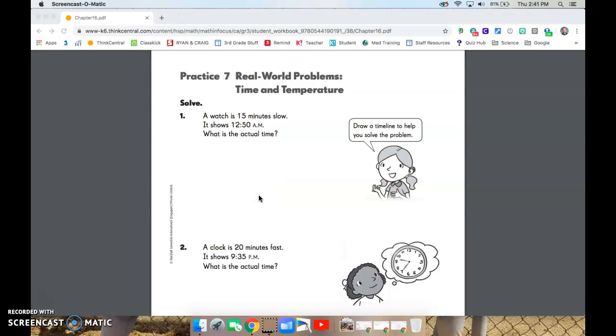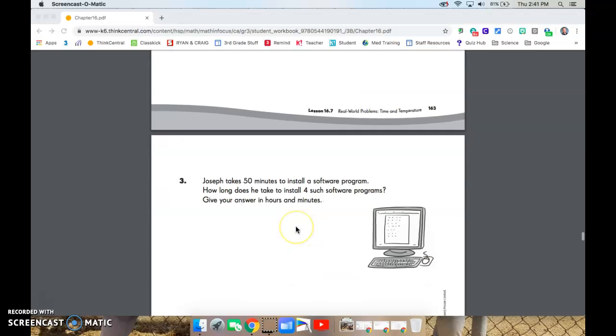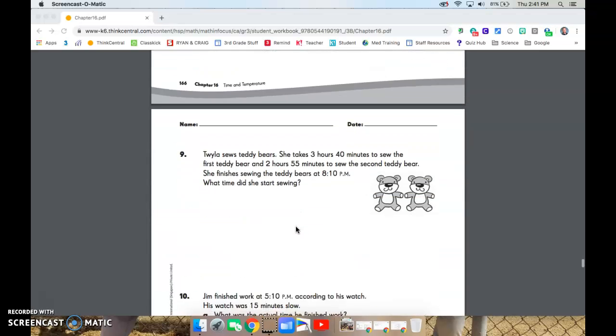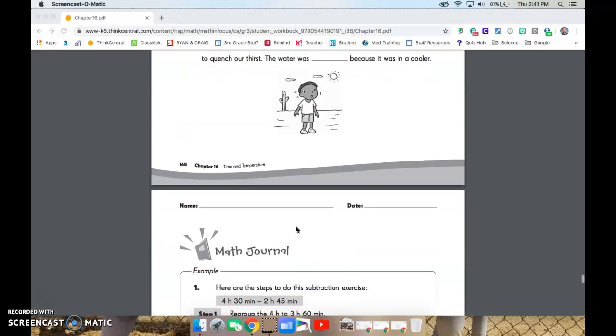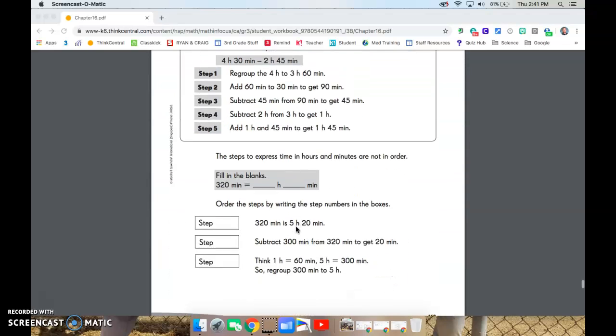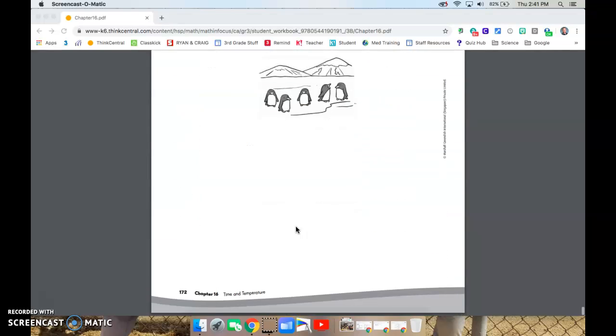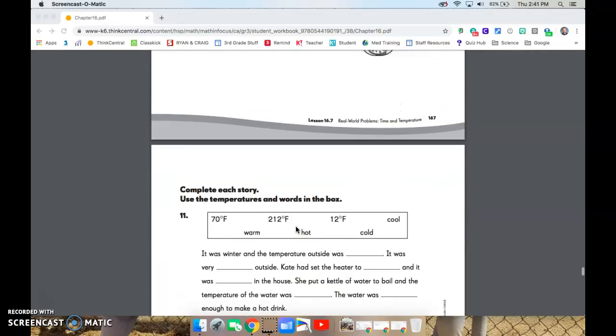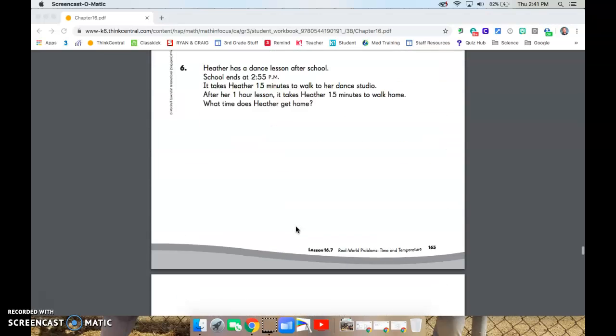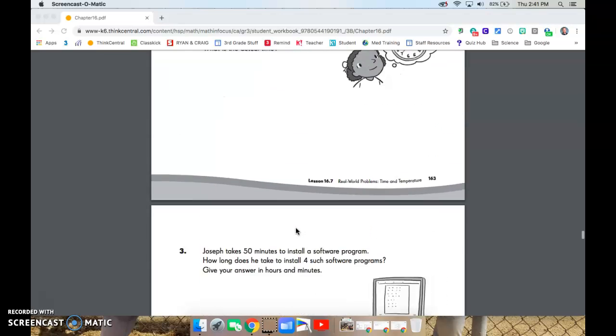Chapter 16, Practice 7. Okay, we have Practice 7, as you can see. I'm kind of going through it there. After that, we have 2 pages of a math journal and 2 pages of a thinking cap, and we are completely finished with Chapter 16. Pretty awesome. Here we go.